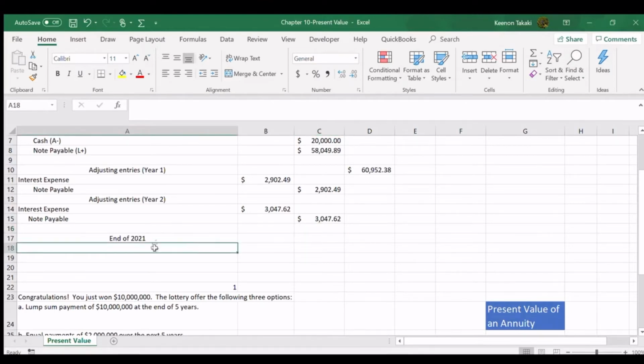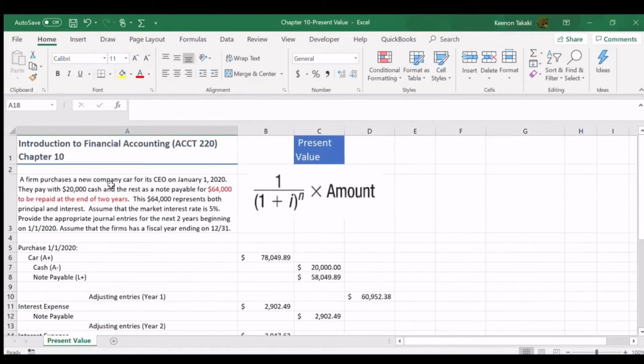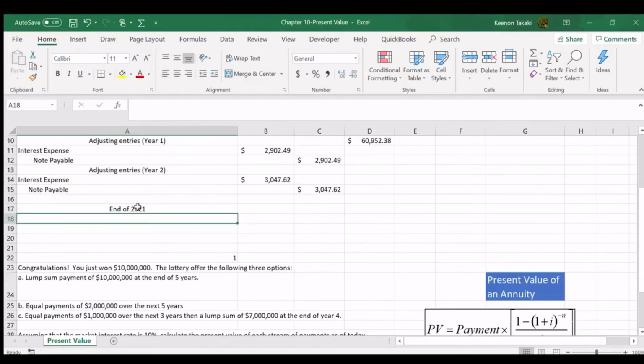And now that we're at the end of 2021, we are going to go ahead and pay for the whole car. And basically what we're going to do is we're going to debit note payable, and we're going to credit cash.